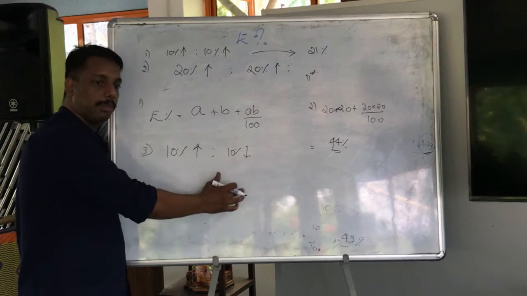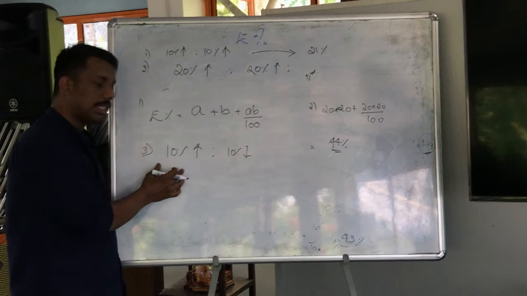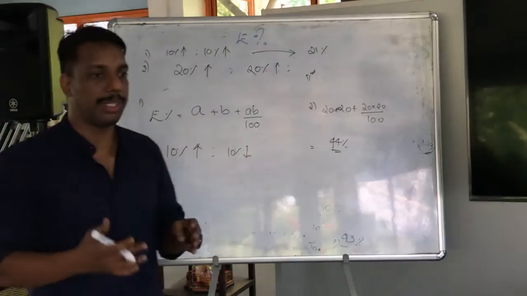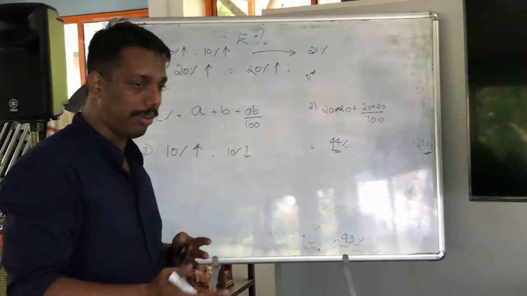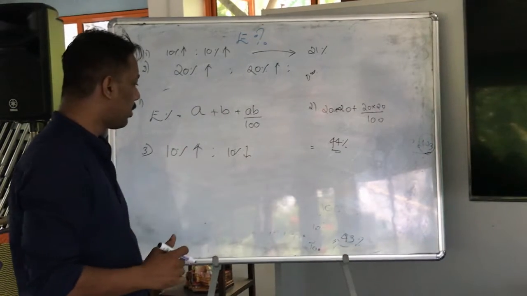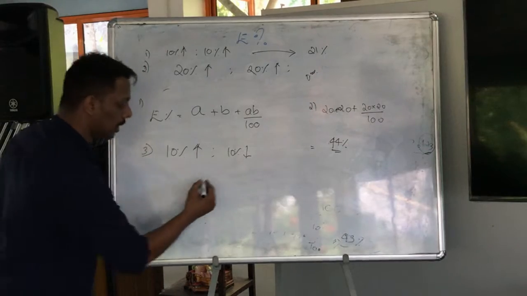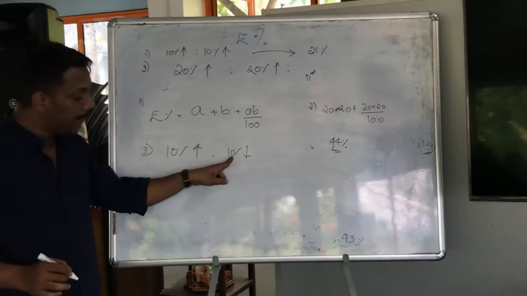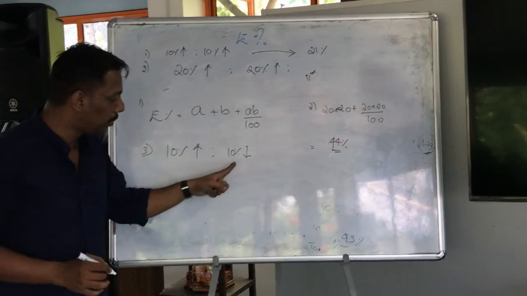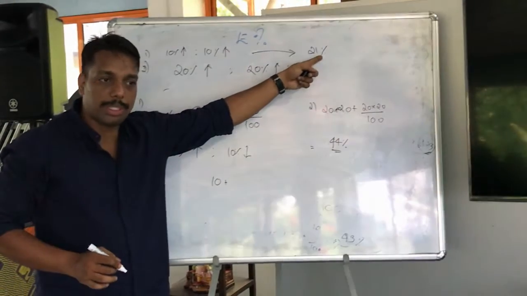10% increase and 10% reduction. You may have a feeling that in the first instance the price increased 10%, then reduced 10%, so the total effect may be 0%. You may feel that, but the effective percentage will be different. How do you find out? The same equation you can apply. Here A is 10. What about B? B is reducing here. B is not 10. If I put B again as 10, I will get 21% as the answer.